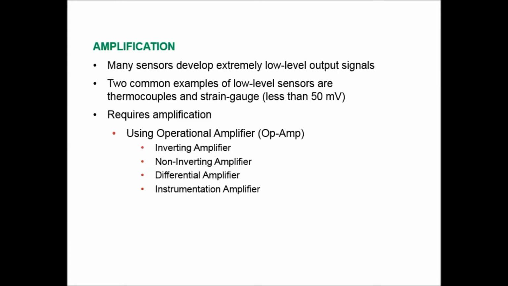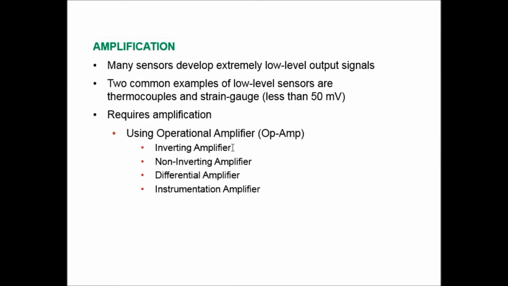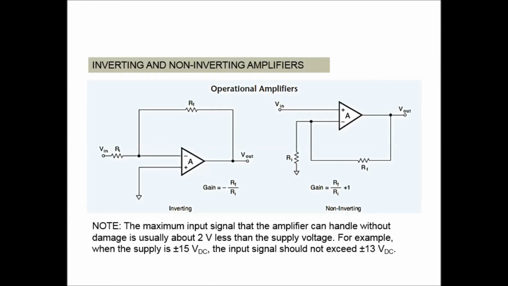The first one is amplification. Normally the amplification process is done using the operational amplifier, or op-amp. In this video, I'm going to cover these four types: inverting amplifier, non-inverting amplifier, differential, and instrumentation. So firstly, what are the properties of an op-amp?